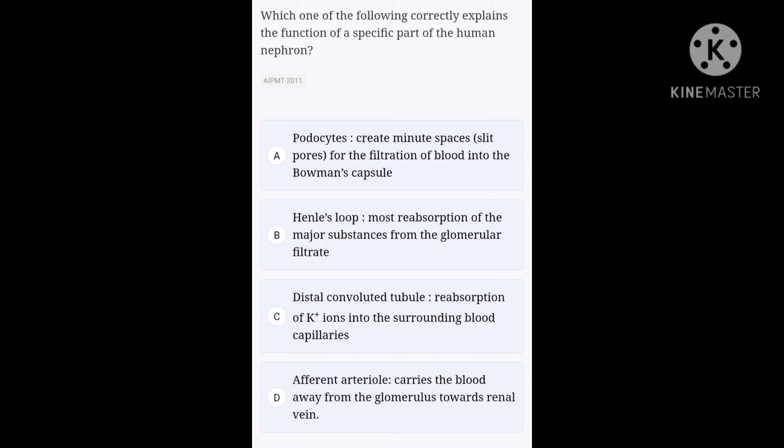The epithelial cells of Bowman's capsule, called podocytes, are arranged in an intricate manner so as to leave some minute spaces called filtration slits or slit pores. Blood is filtered so finely through these membranes that almost all the constituents of the plasma except the proteins pass onto the lumen of the Bowman's capsule. Therefore, it is considered as a process of ultrafiltration. So the correct answer is option A.